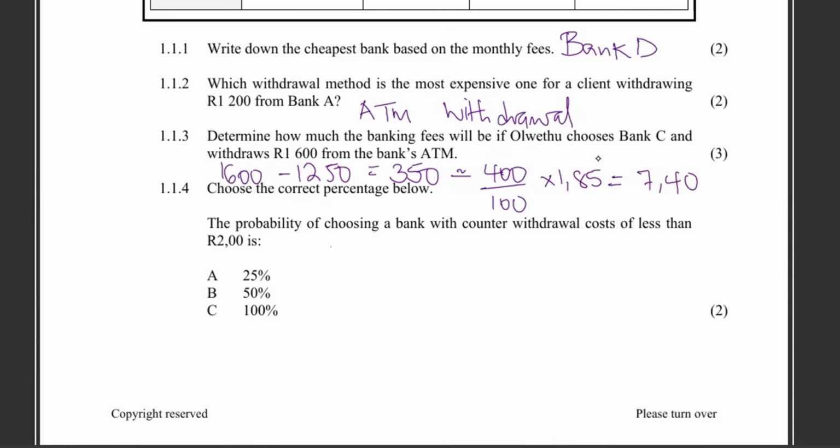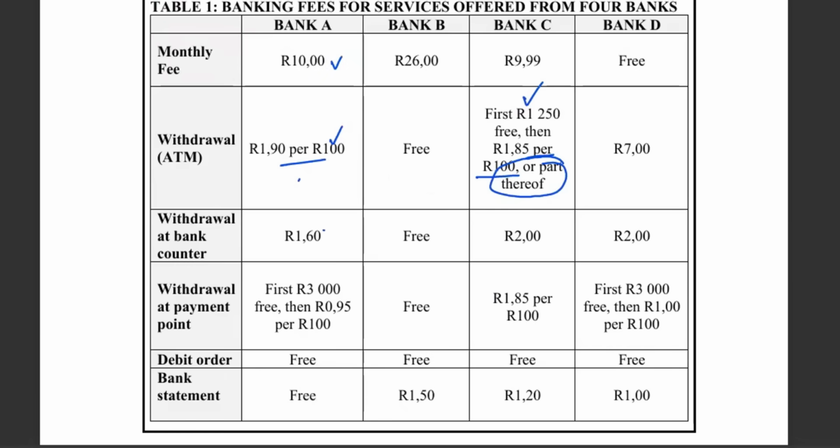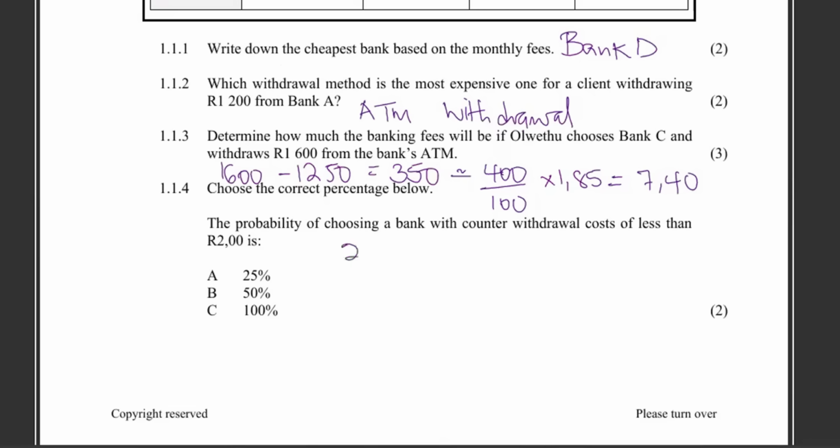1.1.4, choose the correct percentage below. The probability of choosing a bank with the counter withdrawal costs of less than 2 Rand. Look at this. We have one, this is 2 out of 4. So we have 2 out of 4. What do we do? Multiply by 100. The answer is supposed to be 50%, which is B.